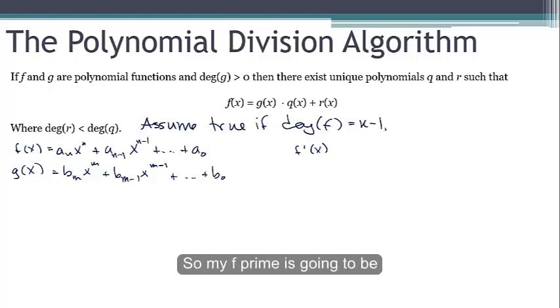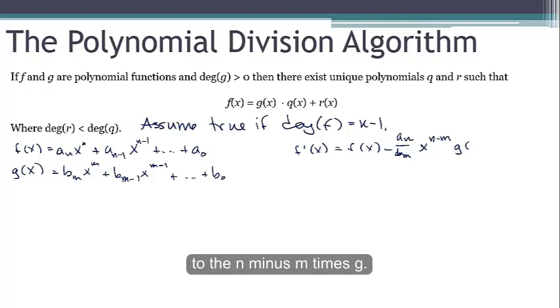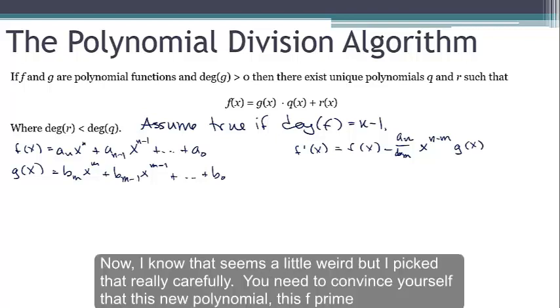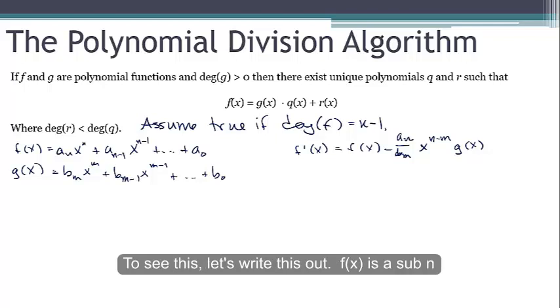Right? So my f prime is going to be the original f of x minus a sub n over b sub m, x to the n minus m, times g. Right, now, I know that seems a little weird, but I picked that really carefully. You need to convince yourself that this new polynomial, this f prime, has degree n minus 1. Right, and to see this, let's write this out.